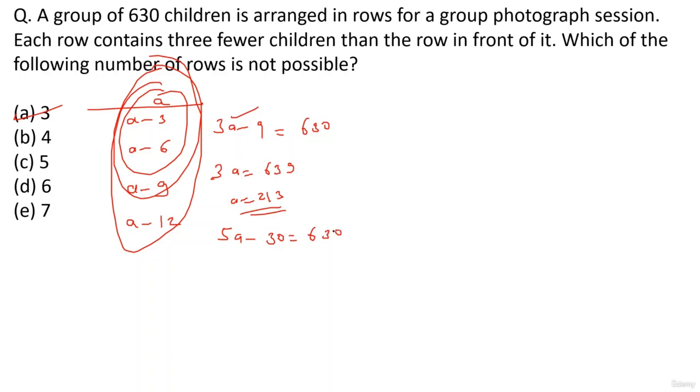This should be equal to 630, the total number of students. So 5a is equal to 660. This will definitely be an integral value of a, because 660 is divisible by 5. Okay, and so all these rows are possible.